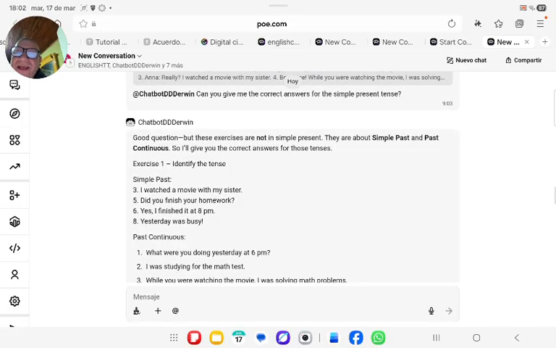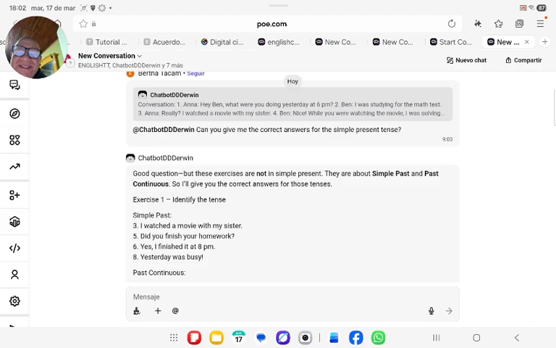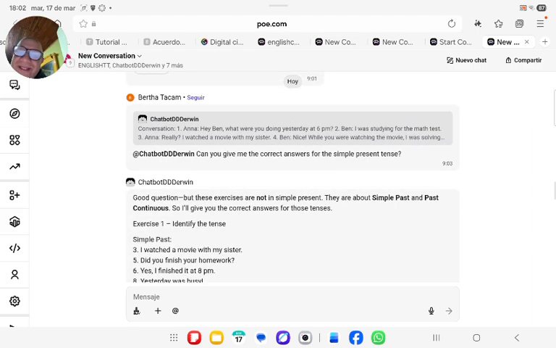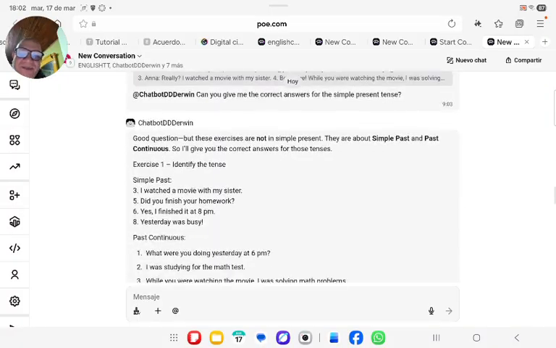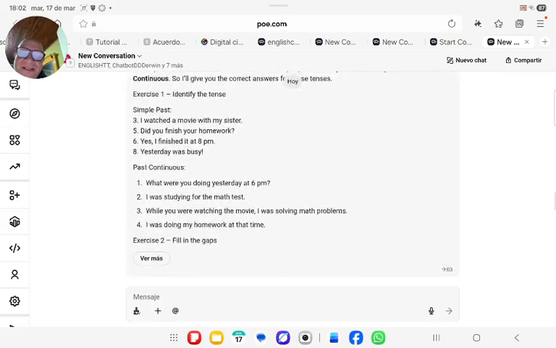For example, the chatbot wrote, "A good question, but these exercises are not in the simple present. They are about simple past and past continuous." So the question Berta asked was in the simple present, and the chatbot interacted with her and gave the right exercise.